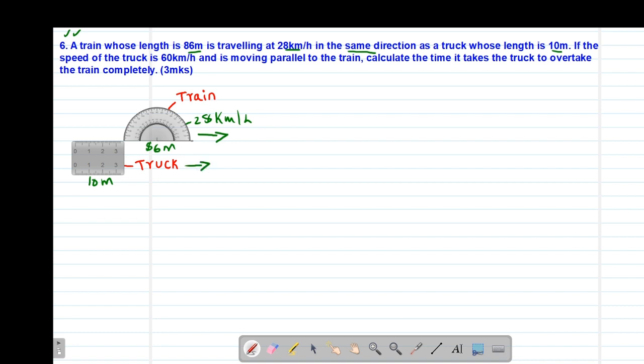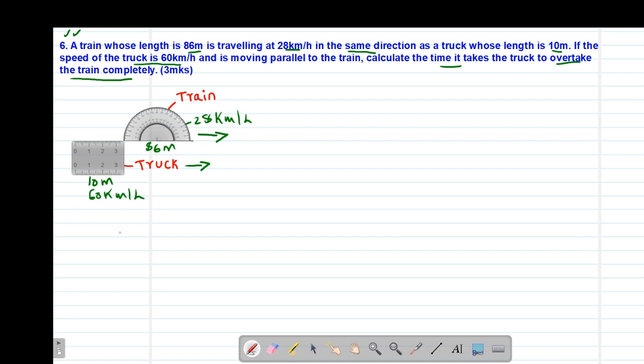the right hand direction. Then you are told that if the speed of the truck is 60 kilometers per hour, so this one has a speed of 60 kilometers per hour and is moving parallel to the train, calculate the time it takes the truck to overtake the train completely. So they want us to find the overtaking time.